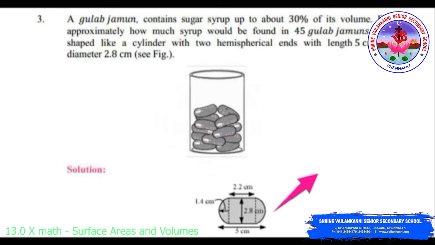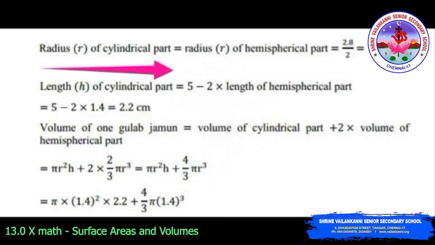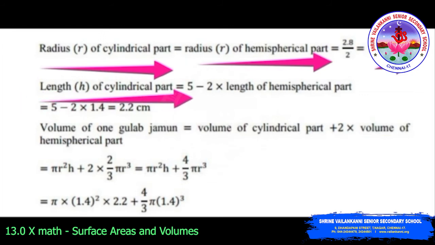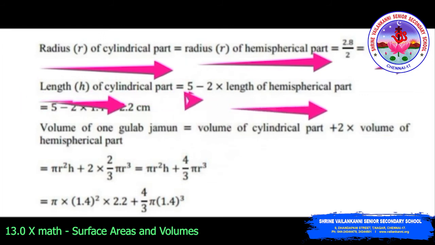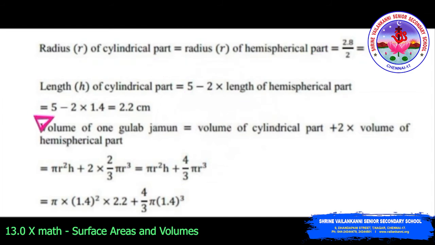The gulab jamun is a combination of two hemispherical ends with the cylindrical part. The diameter of the hemisphere is 2.8, which is equivalent to the diameter of the cylinder. The height of the gulab jamun is 5 cm. The height of the cylinder can be got by subtracting from 5 cm two times the radius of the hemisphere. The radius of the cylindrical part is equal to the radius of the hemispherical part, which is 1.4 centimeter, and the height of the cylindrical part is equal to 5 minus 2 into 1.4, which is 2.2 centimeter.